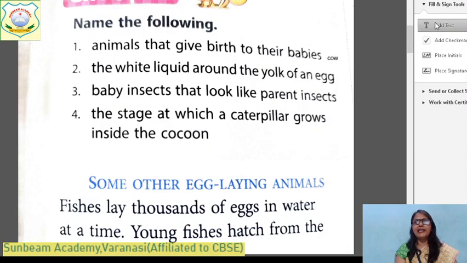Now come to the next question. The white liquid around the yolk of an egg is called, what is it called, beta? Around the egg, it is called albumin. A-L-B-U-M-E-N. Albumin. Come to the third one. Baby insect that looks like the parent insect. जो parent insect के जैसे दिखती है. That is called, what is it called, beta? Nymph. Nymph.